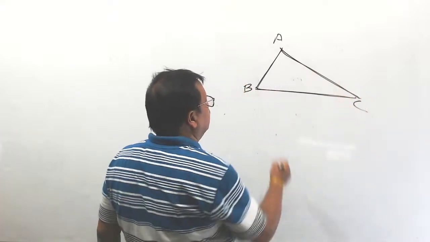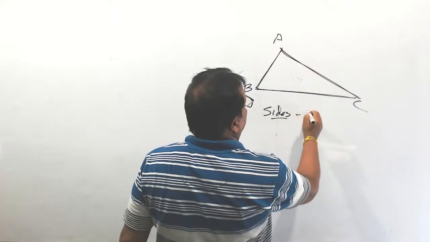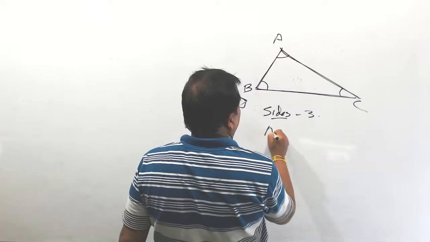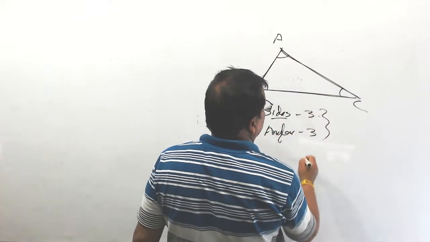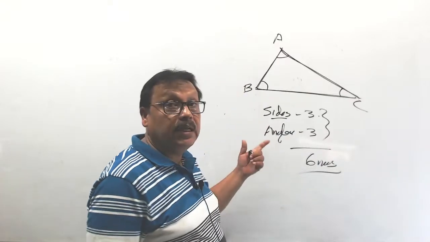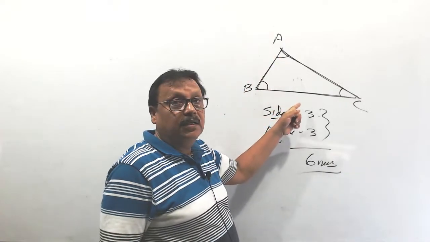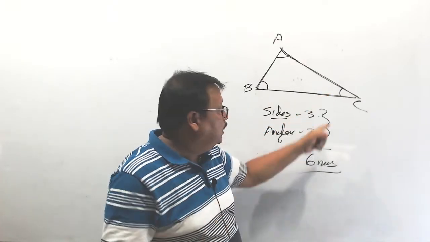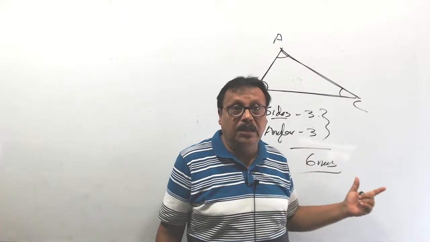How many sides? Three sides. How many angles? Three angles. In total, how many? Six elements. These are called elements. Three sides, three elements. Three angles, three elements. In total, six elements. These are called elements of a triangle.